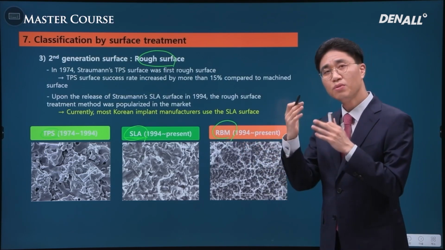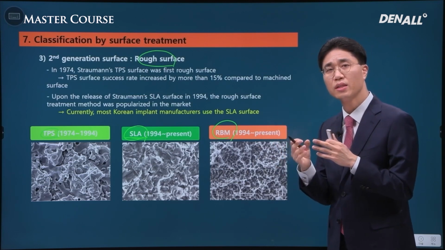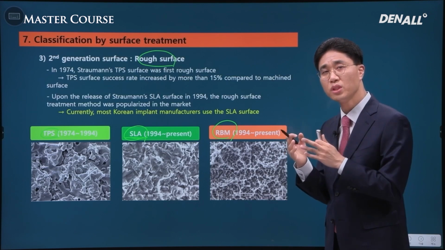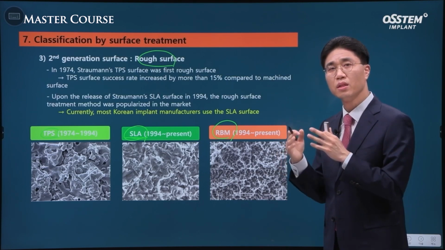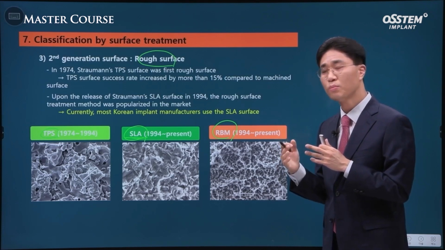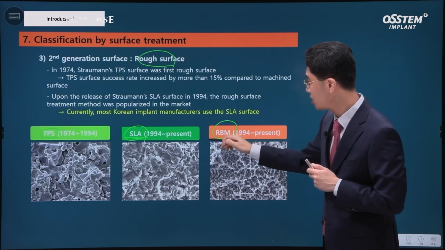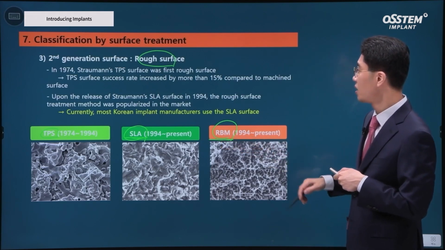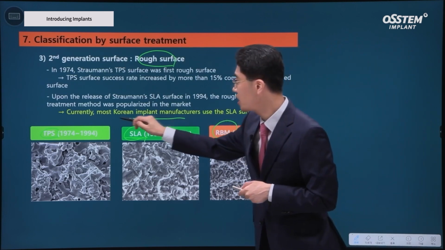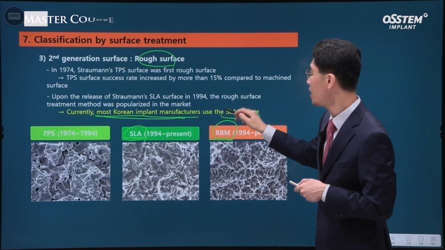RBM stands for resorbable blasting media. In order to make implant surface rough, blasting process is done. The substance is resorbed on the implant. That's why it's referred to as resorbable blasting media. Many companies, along with Ostem, produce a lot of implants with SLA surface.